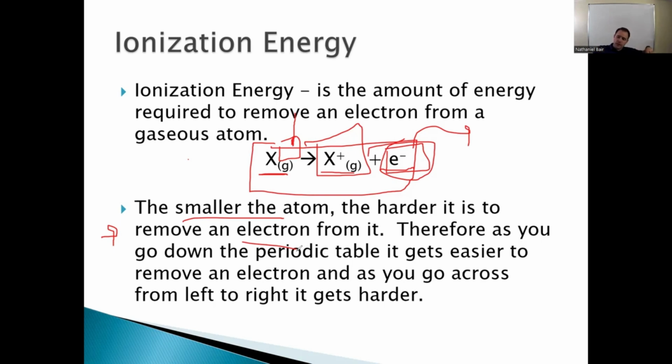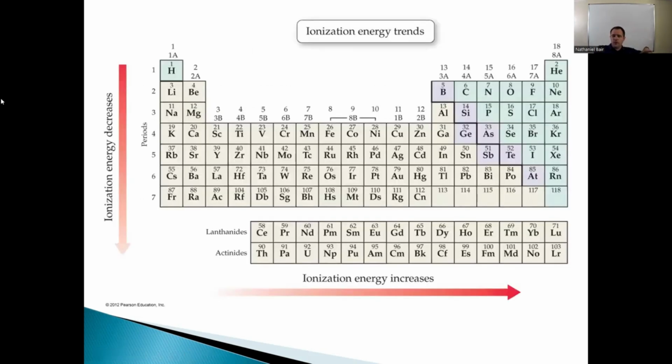Big atoms take very small amounts of energy to remove electrons. And small atoms have high ionization energies. It takes a lot of energy to kick electrons out of there. So you have to know the trend for size to know the trend for ionization energy. As you go down, atoms get bigger, so ionization energy decreases as you go down because it's easy to take electrons away from these big atoms. As you go across, they get smaller.